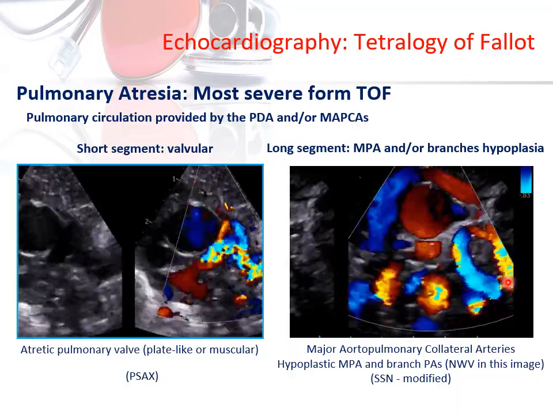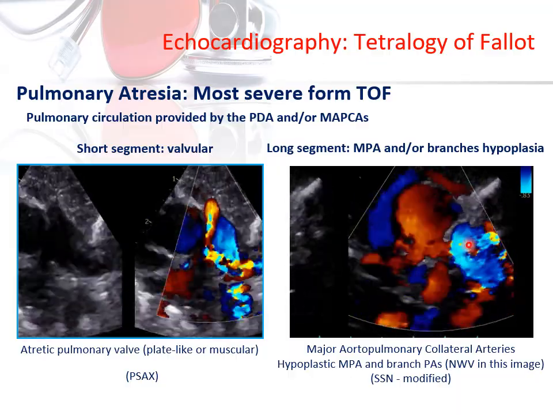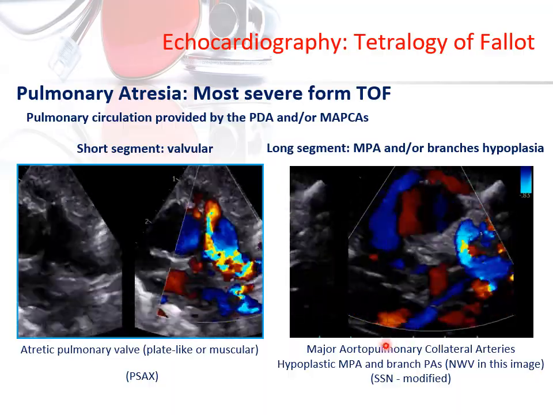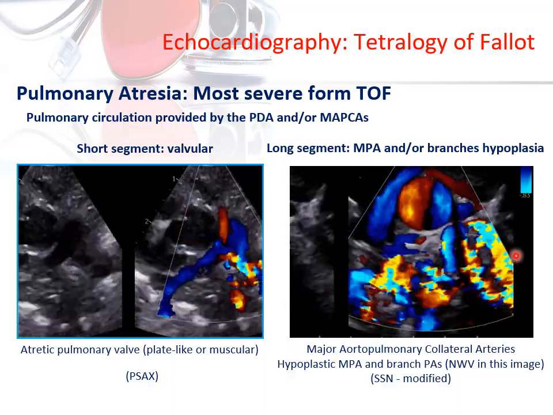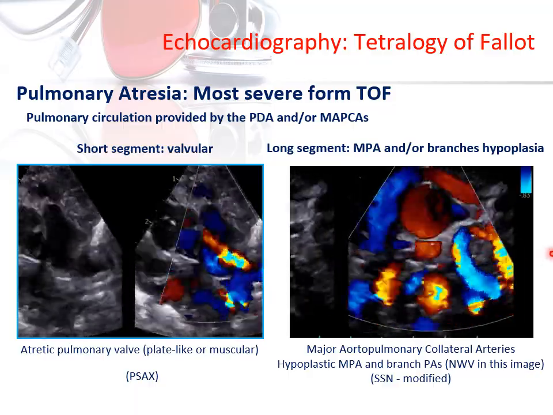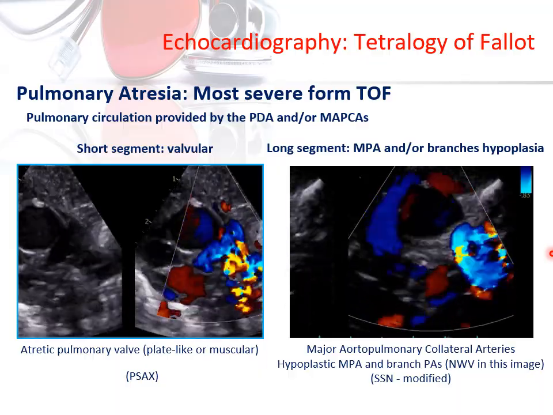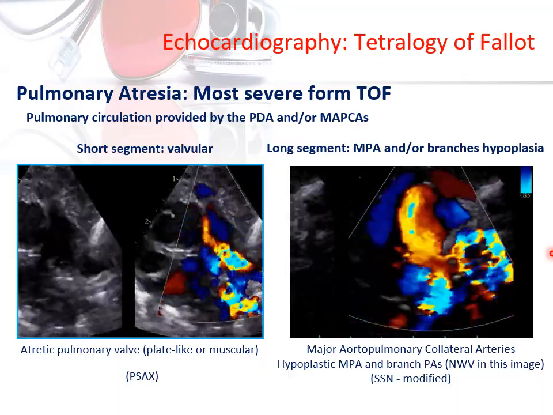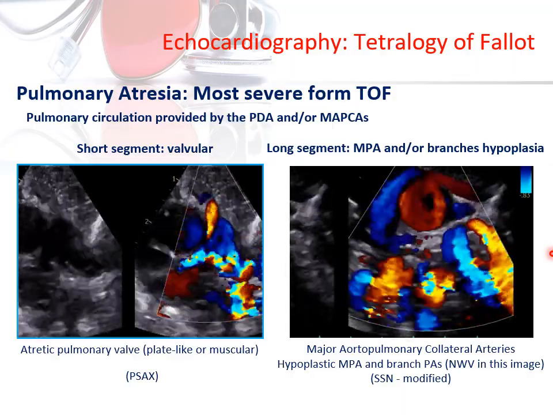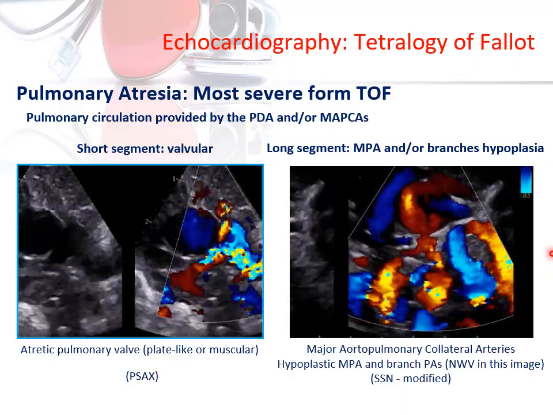And you can see here, in a modified suprasternal notch view, there are all these fireworks that you normally wouldn't see, and those are what MAPCAs look like. The way MAPCAs work is they come off randomly from the aorta, almost anywhere, and then travel straight back to the lungs, giving blood supply, and that will come back via the pulmonary veins into the left heart and out to the body.